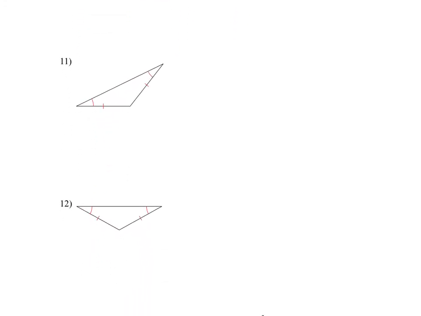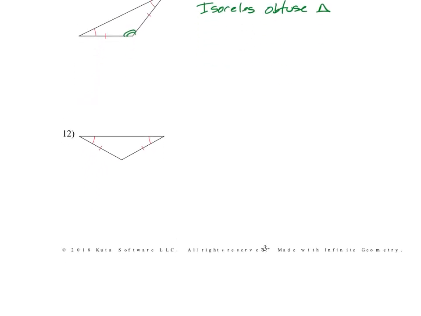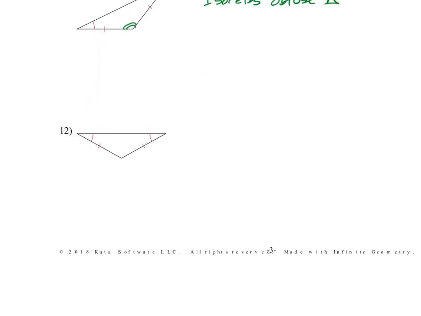And number 11, you can see this angle down here looks like it's bigger than 90 degrees, so this is an isosceles obtuse triangle. Right? And the last one again, this one looks like it's bigger than 90 degrees. So let's say this is again an isosceles obtuse triangle. And that's it for this lesson.